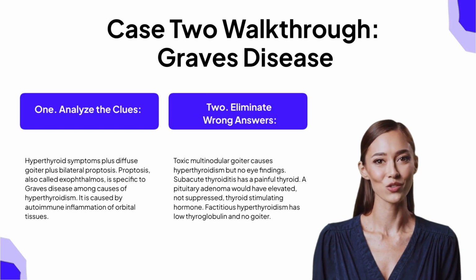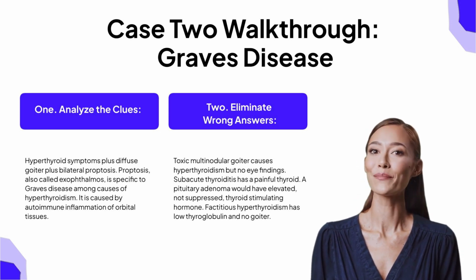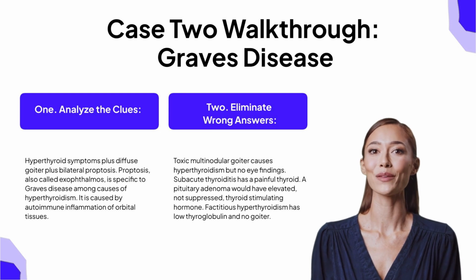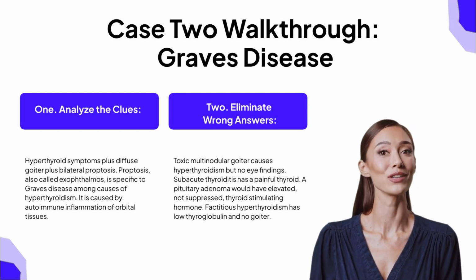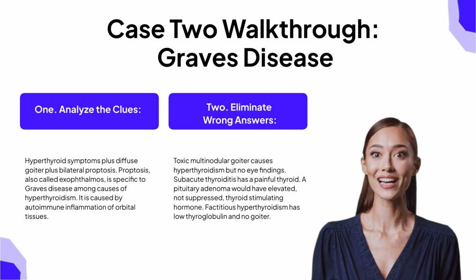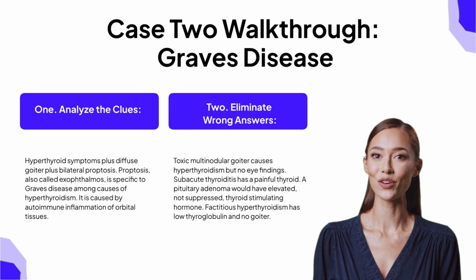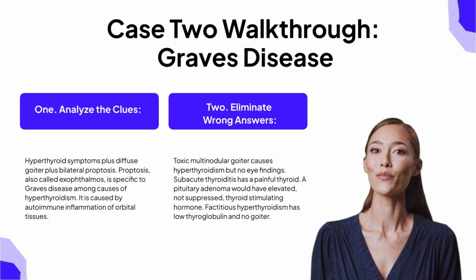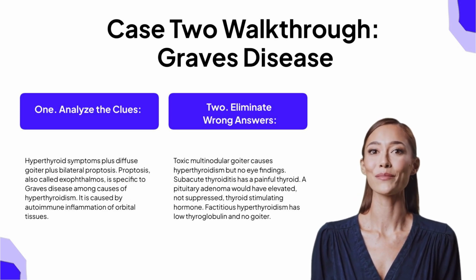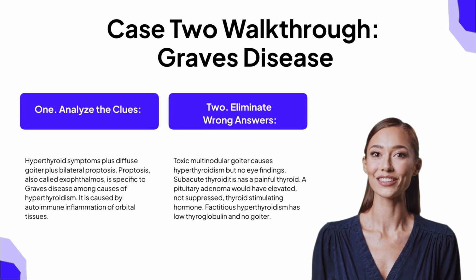Toxic multinodular goiter causes hyperthyroidism, but does not affect the eyes. Subacute thyroiditis would have a painful, tender thyroid, not what we see here. A pituitary adenoma secreting thyroid-stimulating hormone would show elevated, not suppressed, thyroid-stimulating hormone. And factitious hyperthyroidism from taking thyroid hormone would not cause a goiter. Answer B, Graves' disease, is correct.